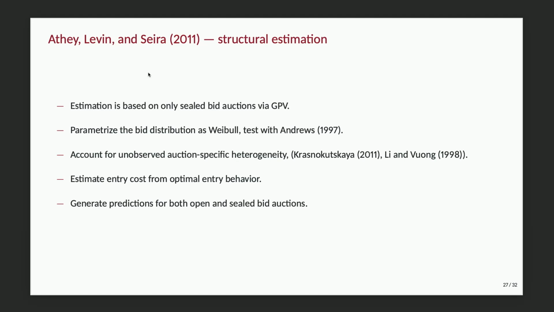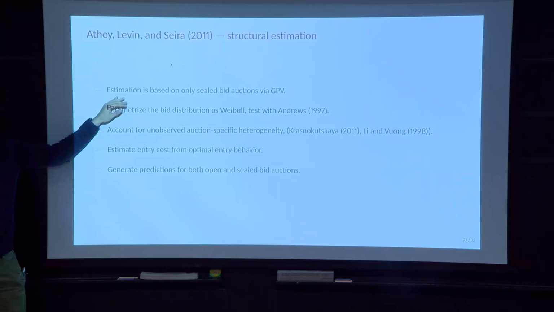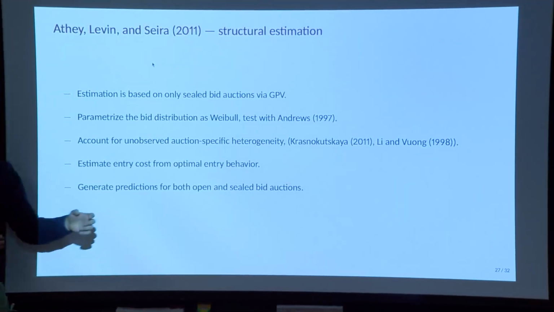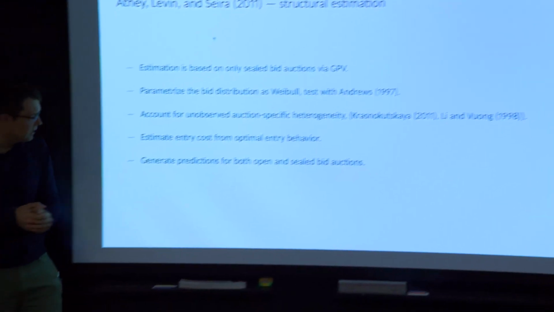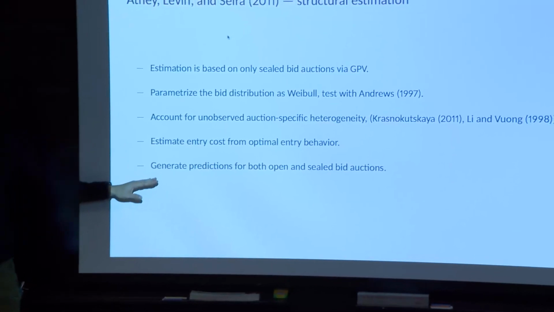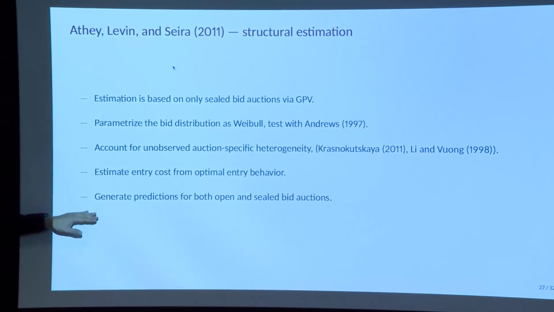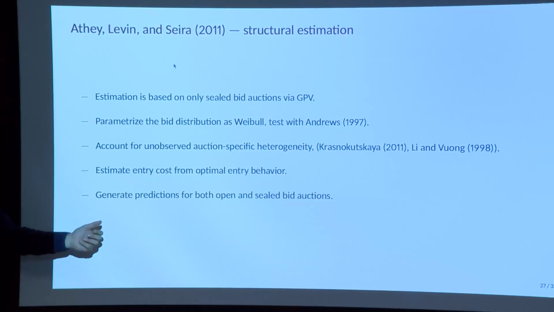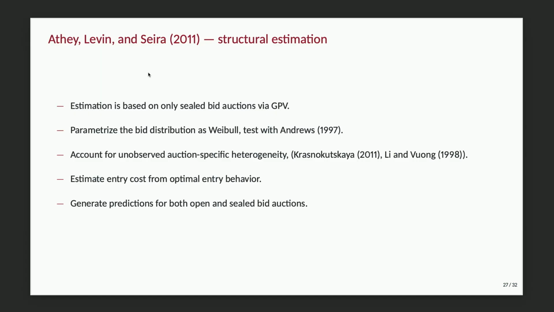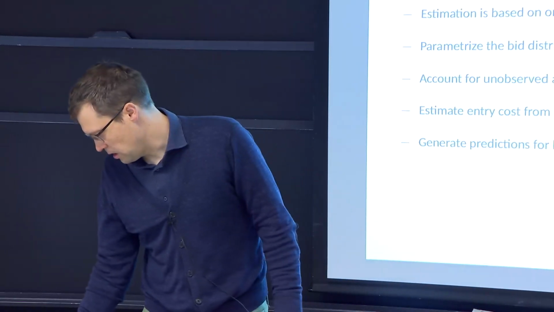They estimate optimal entry. And something really neat that they do that I want to discuss a little bit is, they estimate only based on sealed bidding. Okay, so they're using GPV. They have the open auction format. They have the sealed bidding format. They only estimate based on sealed bidding, but they generate predictions for both auction formats. Okay, so that is a really strong test, if you think about it, of the model, right? You're estimating the valuations based on sealed bidding, and you generate predictions for the open auction. Okay, so let's see how well they're doing.